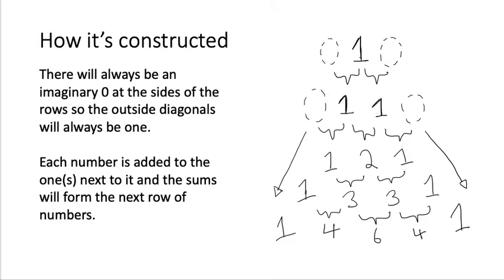For example, in row 2, each 1 is added to the zeros, resulting in more 1s. The 1 and the 2 are added on both sides, making two 3s. These numbers make up row 3.